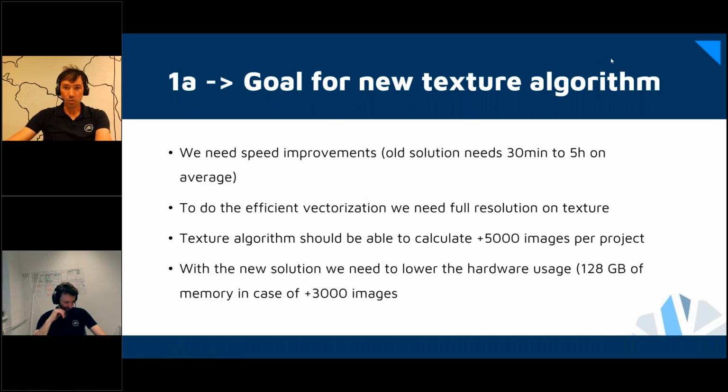First, the strongest one, and definitely it is the texture improvement of our latest version. The goal before we started this improvement was that we were aware we needed speed improvements, because calculating a textured full 3D mesh took quite long. In the old solution, we needed from 30 minutes to 5 hours on an average data set on an average computer. Our goal was to make this algorithm much faster.